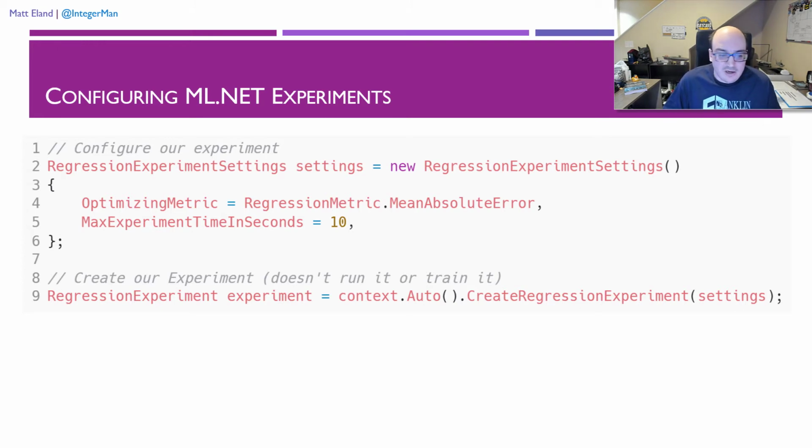Once we have our settings, we go into context, remember, that's our MLContext.Auto, and we call CreateRegressionExperiment, and we provide it the RegressionExperimentSettings. With that, we have our configured experiment. It's not been run, but our experiment is ready for us to run it. So this is how we configure the thing that we're about to do. The most important settings are lines 4 and 5, the optimizing metric and the max experiment time in seconds. For starters, just default to 10 seconds. You're probably going to be okay unless you're doing something massive.